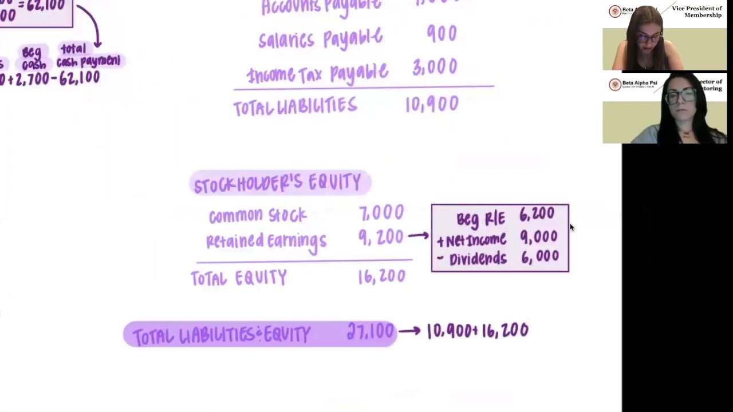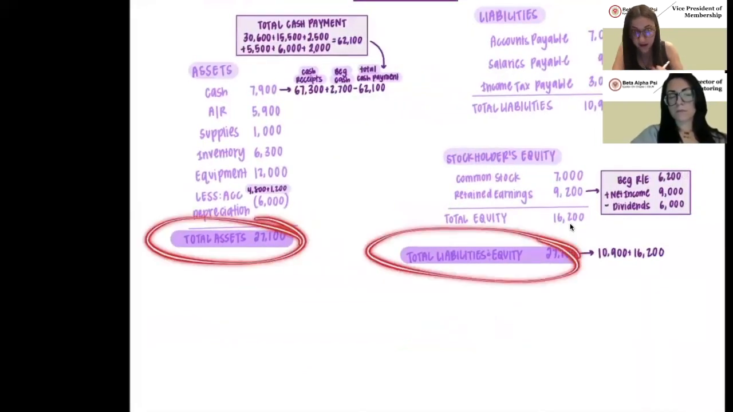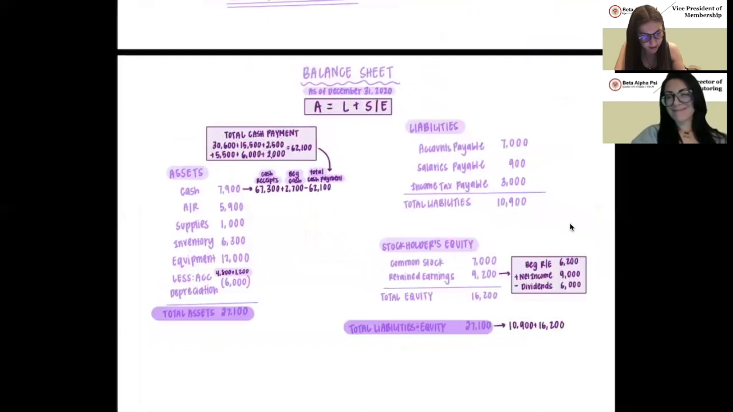So we do our beginning retained earnings plus our net income minus our dividends, and we get an ending retained earnings of 9,200. So our total equity is going to be 16,200. Now our total liabilities plus our equity is 27,100. And it matches our assets. So we balanced our balance sheet. And that is how you take all that information and convert it from cash to accrual.